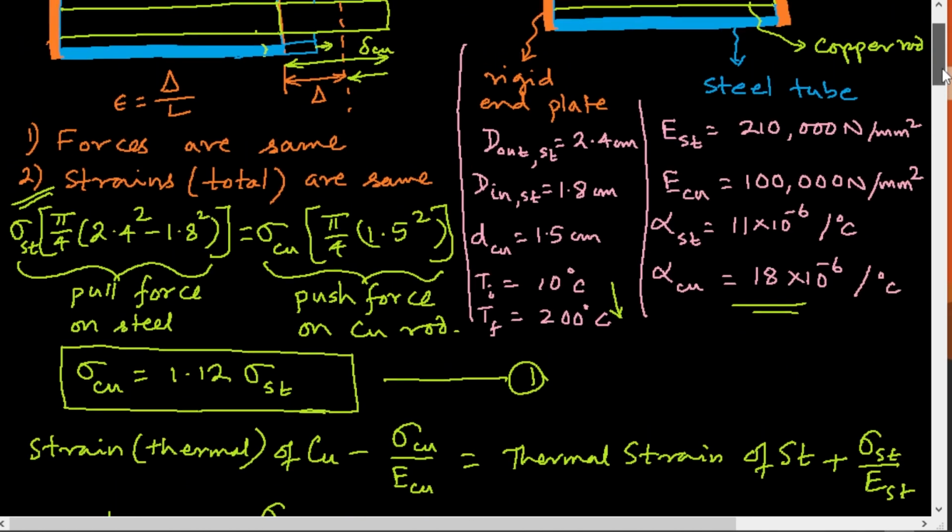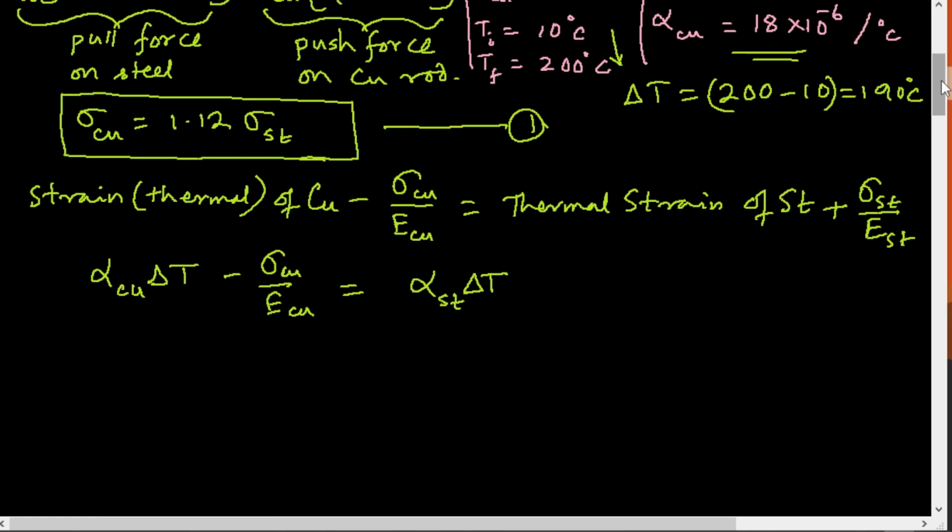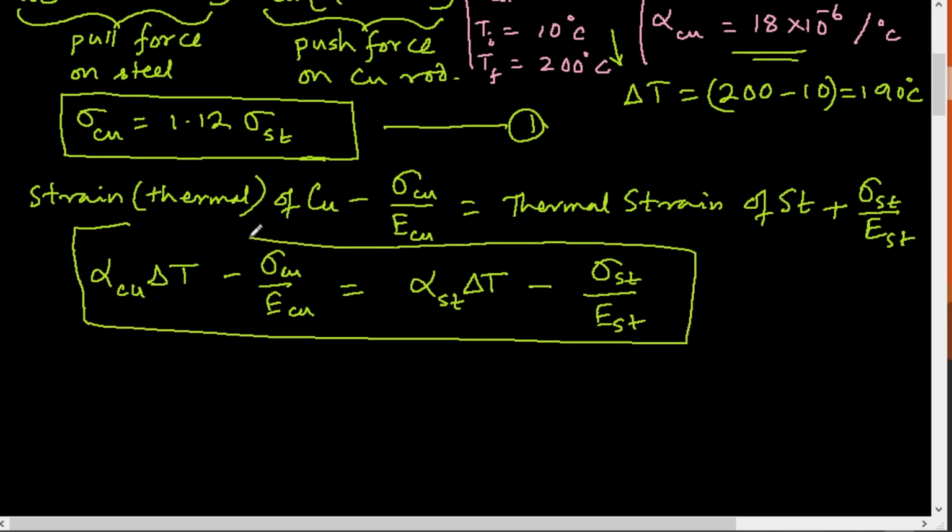And how much is this delta T? Delta T would be equal to 200 minus 10, which is equal to 190 degrees centigrade. So that is the same in both the cases. So this is another equation which we got.